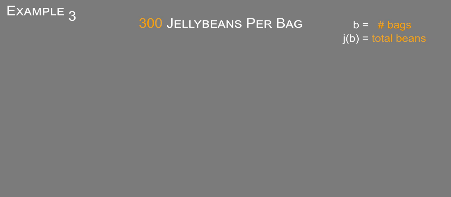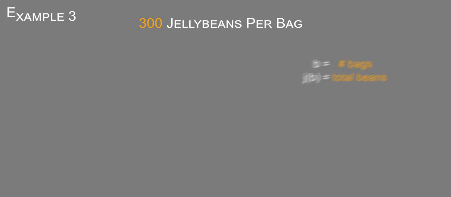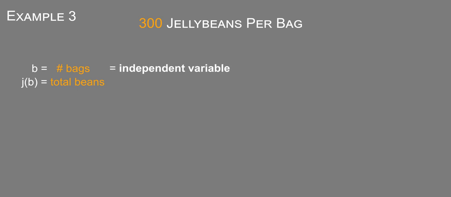So first off, let's look at what are the independent and dependent variables. So which one depends on the other? The number of jelly beans total depends upon the number of bags purchased. So B is the independent variable, and J of B, number of beans, would be the dependent variable. It depends on how many bags there are.